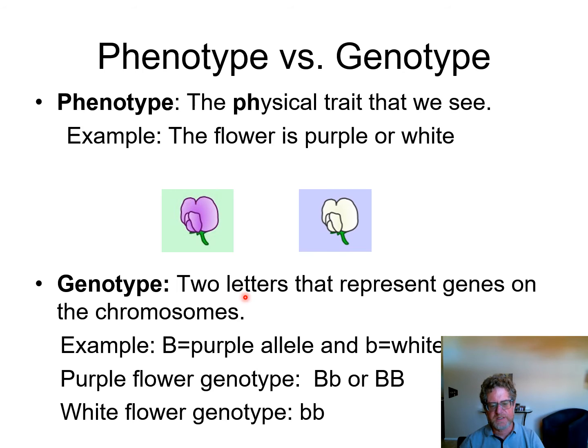And so on the previous slide, we saw that on the 2 chromosomes, there might be a big B or a small b on each gene. So the genotype is the 2 letters that represent the genes on each chromosome. So big B represents purple, little b represents white. So big B, little b, or big B, big B would be a purple flower. Little b, little b would be a white flower. Okay? So the 2 letters represent the genotype, whereas the color is the phenotype.